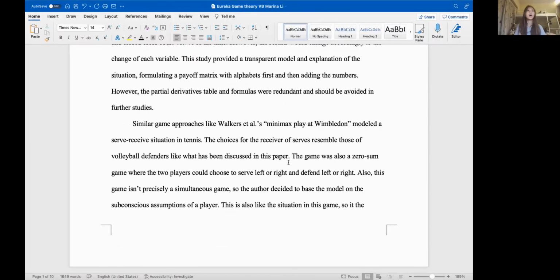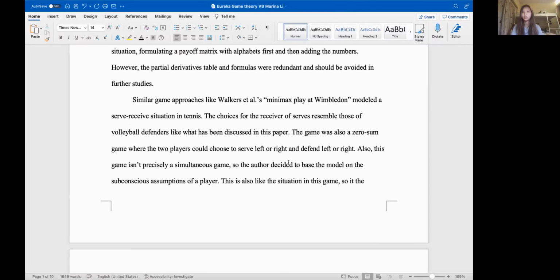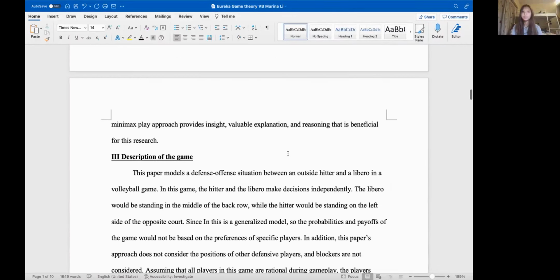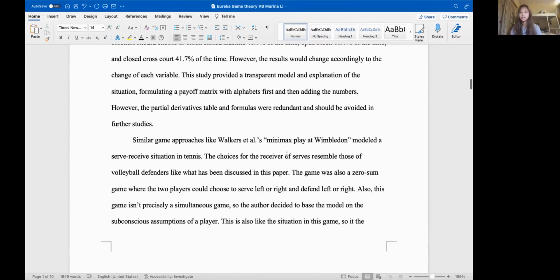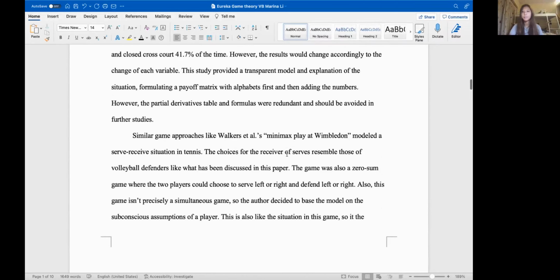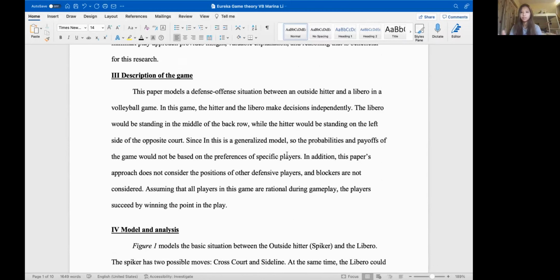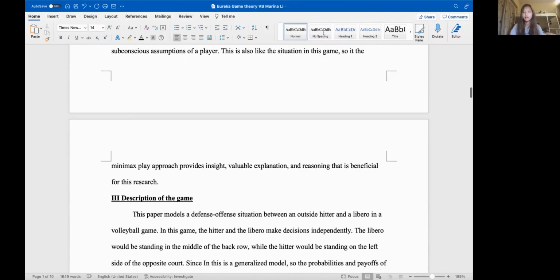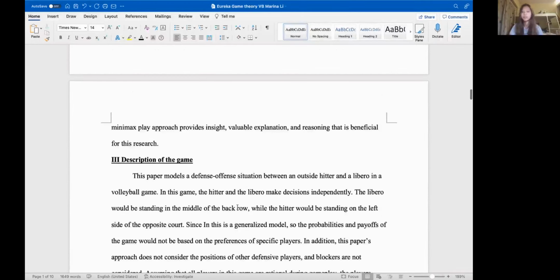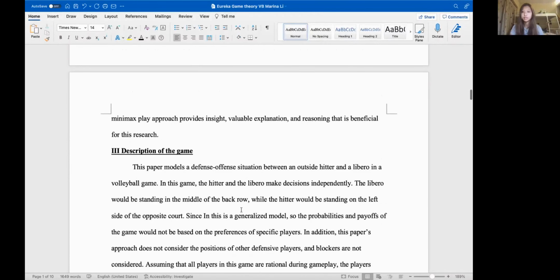And also, I am inspired by Walker's paper called "Minimax at Wimbledon" because it constructs a 2-on-2 situation in tennis. And I like the way he constructed his paper. So a lot of my paper would be influenced by these two previous papers.